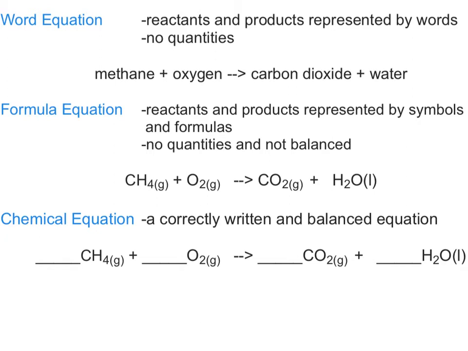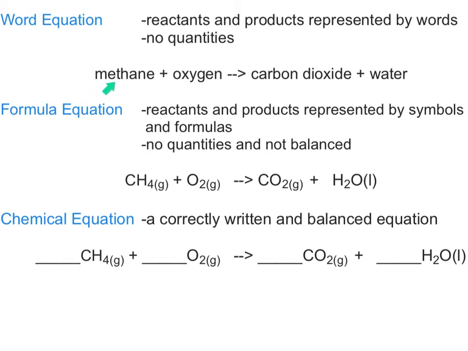We're going to talk about word equations. In a word equation, we write the reactants and products with words. There's no numbers anywhere. Just take the sentence and translate it into an equation with words. The second one is a formula equation, and what you're going to do is take each of the words and translate them into an equation.